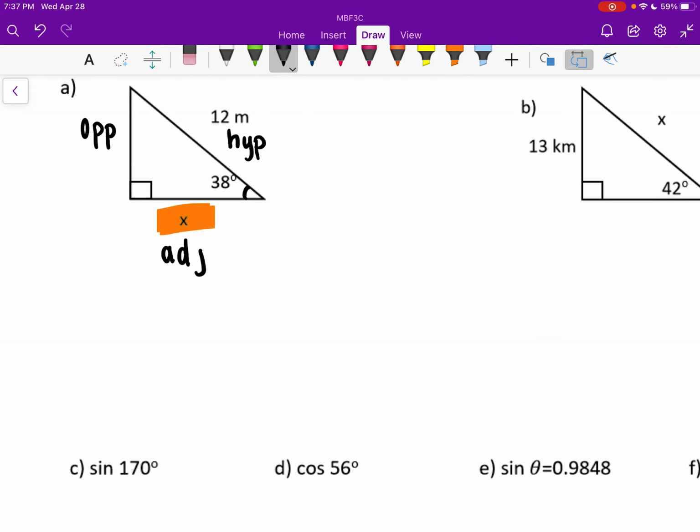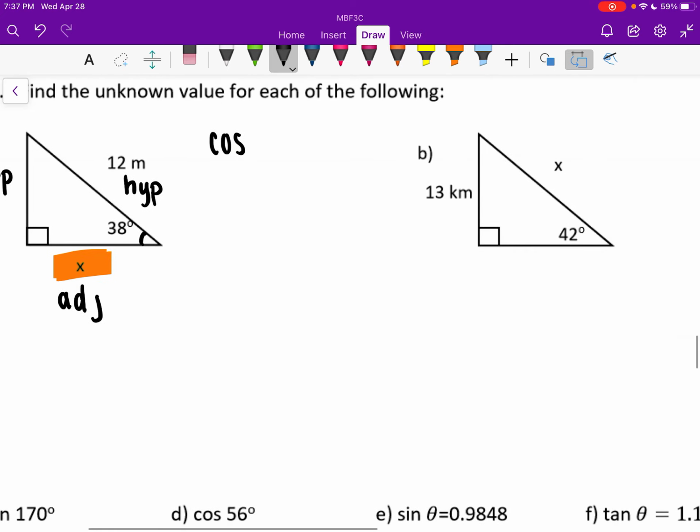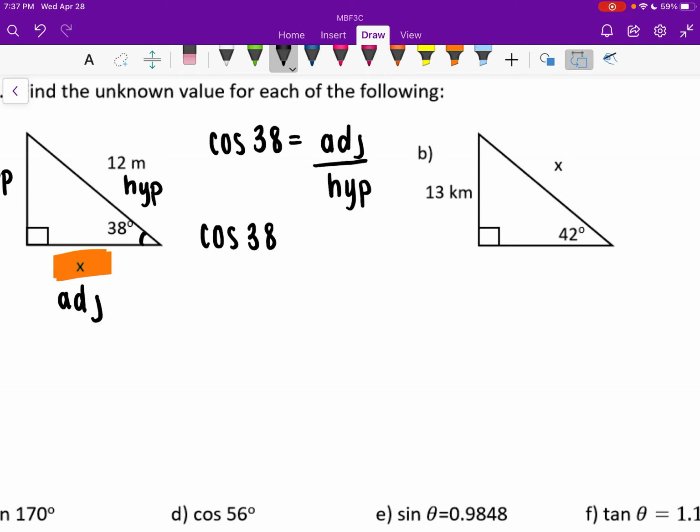So I'm going to say, all right, cosine theta, which in this situation is 38 because that's our angle, is equal to adjacent over hypotenuse, right? That's the CAH in SOHCAHTOA. So I'm just going to leave the cosine 38 because for me personally, I like to deal with that after. Because it just gives me the most accurate results to do everything all together.